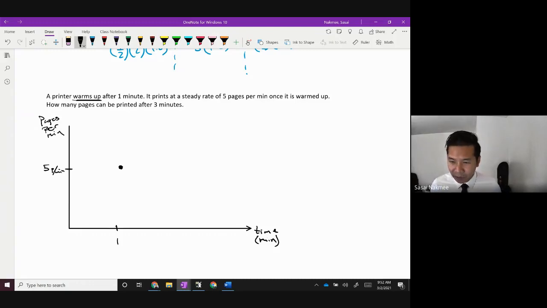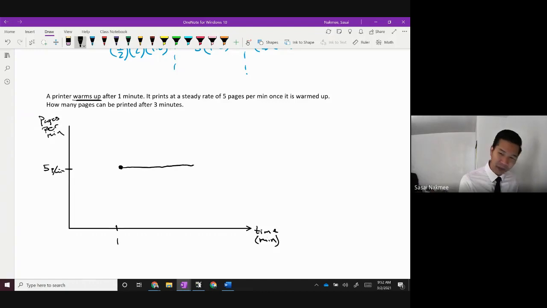And a rectangle until when? It is a rectangle, and it's going to start after 1. That's good, but until when? Well, forever, isn't it? It's going to be a flat line all the way across. But what do I care until? Until 3 minutes. That's right. So that's true. From 1 minute to 3 minutes, I can actually calculate, right, how many pages were printed.